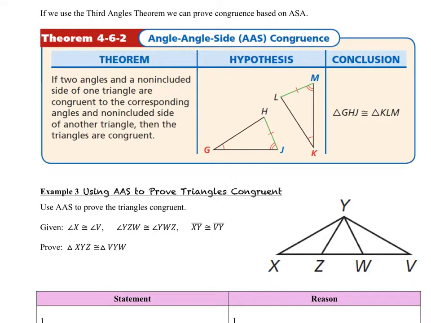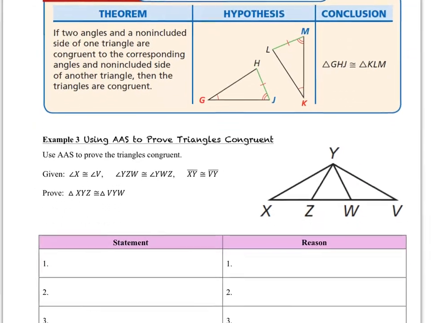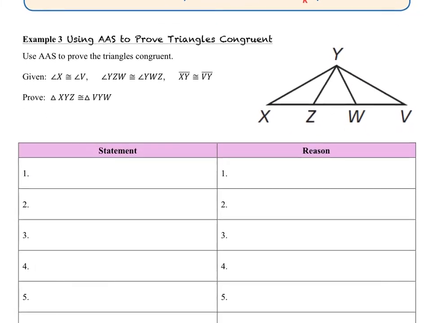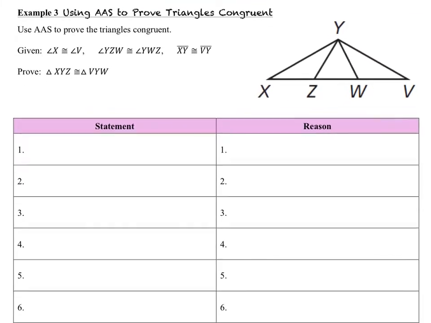Theorem 4-6-2, the Angle-Angle-Side Theorem of congruence, says if two angles and a non-included side of one triangle are congruent to the corresponding angles and a non-included side of another triangle, then the triangles are congruent. So here we have two consecutive angles and a non-included side that will still allow us to prove that the triangles are congruent. We're going to use an example, and we're going to work through using angle-angle-side to prove that two triangles are congruent.